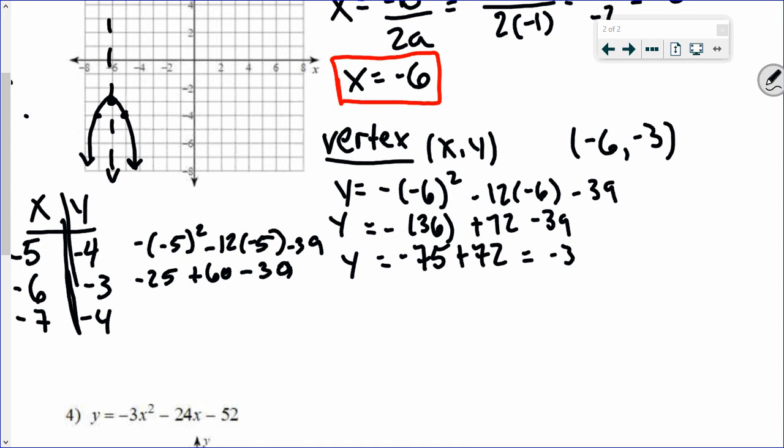Sorry with all the technical difficulties there on that problem, guys, this Smart Notebook isn't working very well today. So again, we repeated the same 3 steps. We found the axis of symmetry, found the vertex, made a t-chart, plotted our points. That's what we'll do on this last problem here.